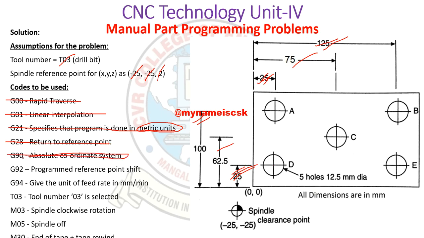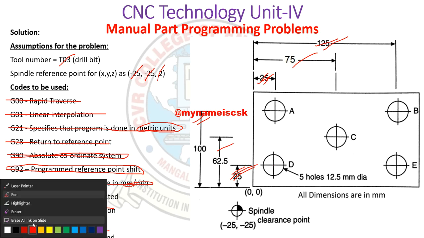G90, we are using only the absolute coordinate system. G92, we are making the 0 point shift. So in the problem they told that 0 point shift. And G94, feed rate is in mm per minute, and T03, so that we are selecting tool number 3. M03 spindle rotation in clockwise direction, M05 spindle off, M30 end of the tape and tape prevent.